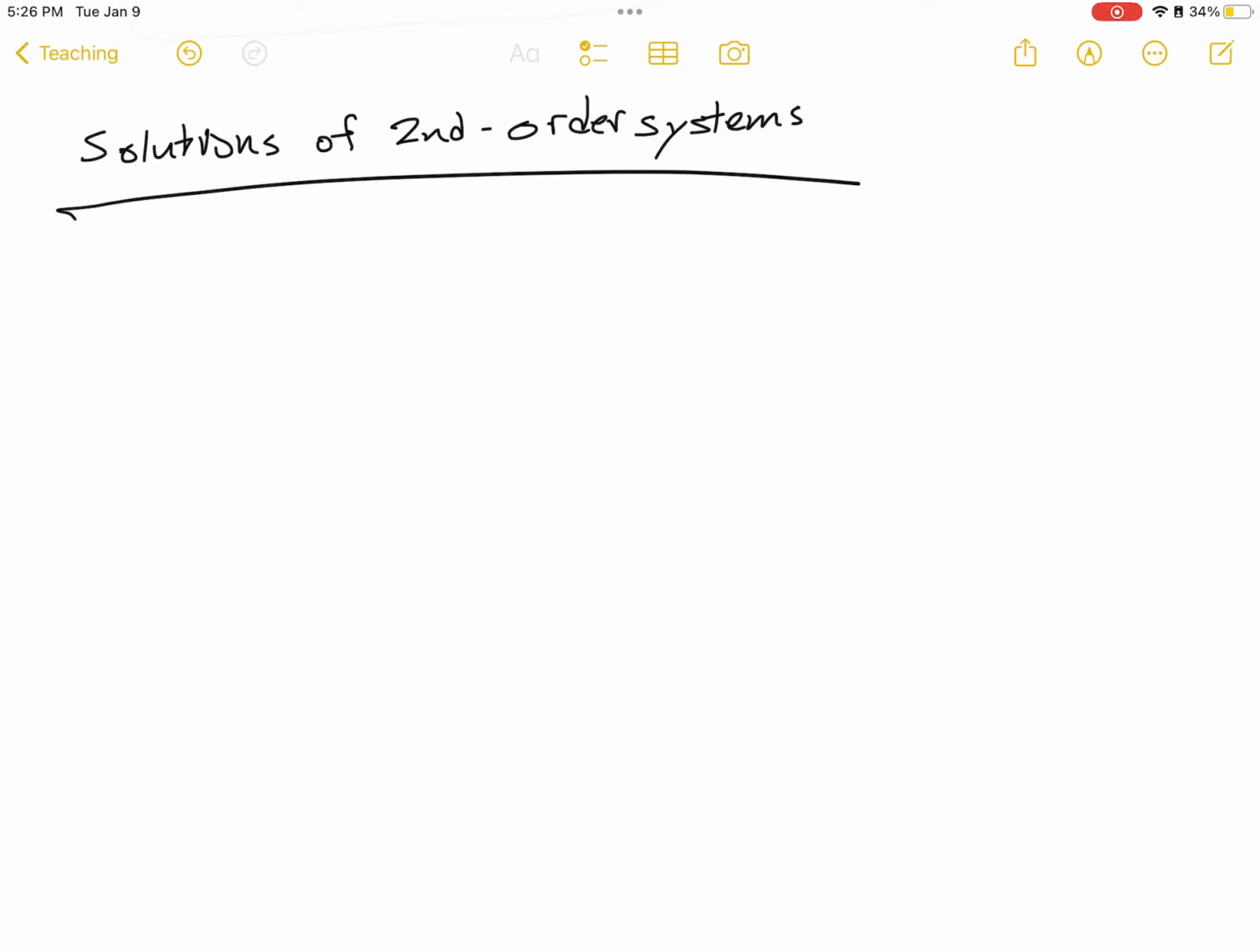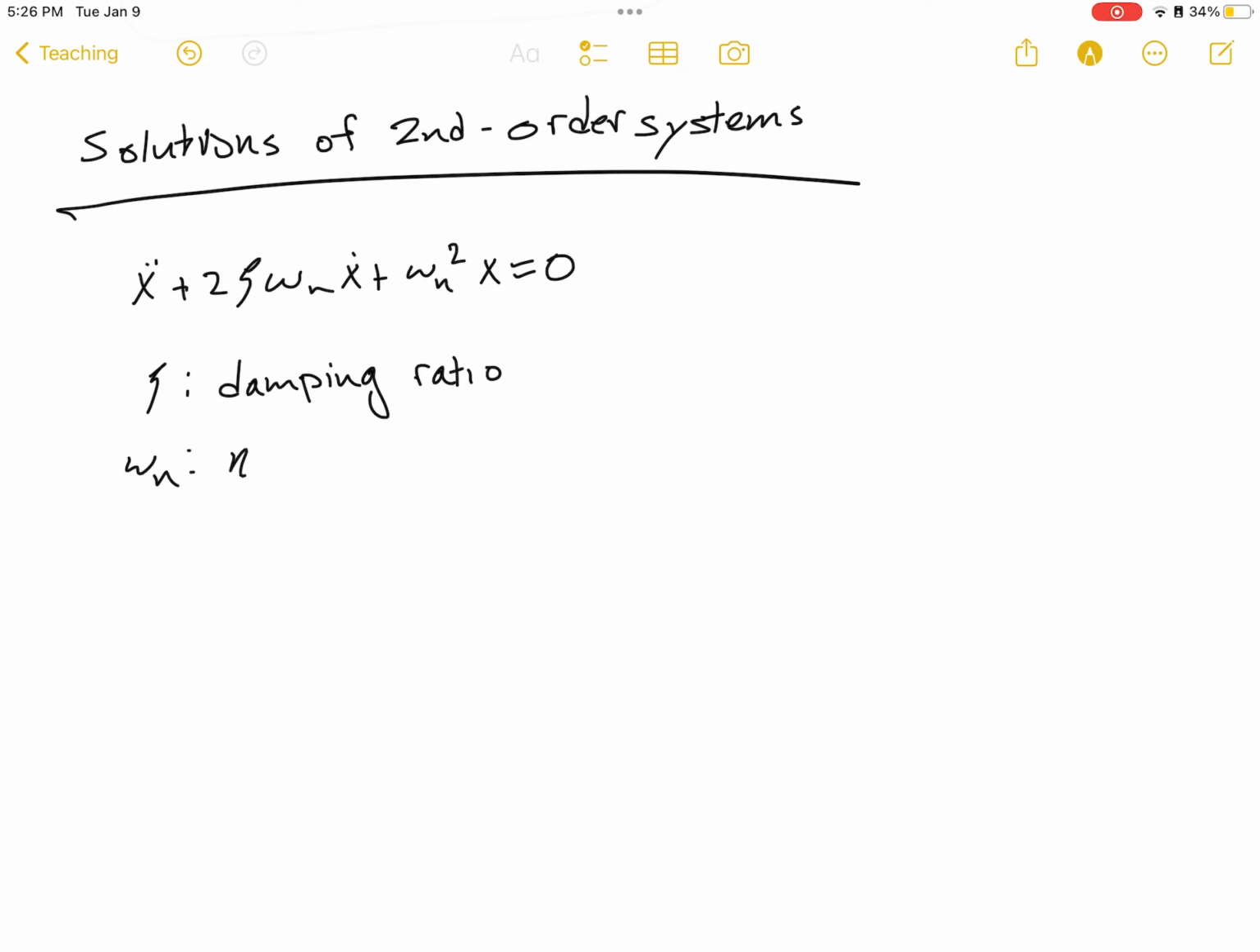In this video, we're going to be diving deeper into second-order systems, which take the form x double dot plus 2 zeta omega n x dot plus omega n squared x equals 0, and their solutions. So we'll recall that zeta is the damping ratio of the system, and omega n is the natural frequency of the system.